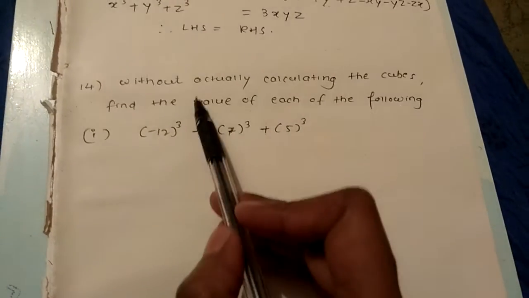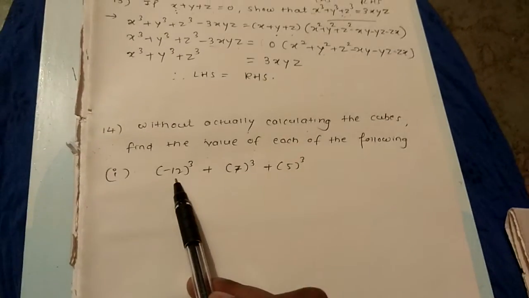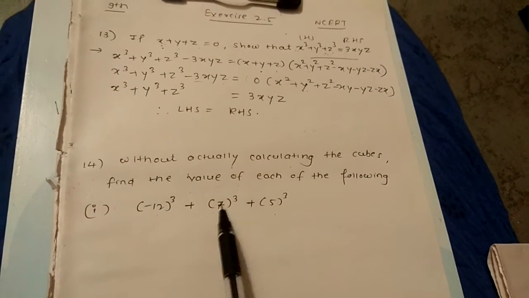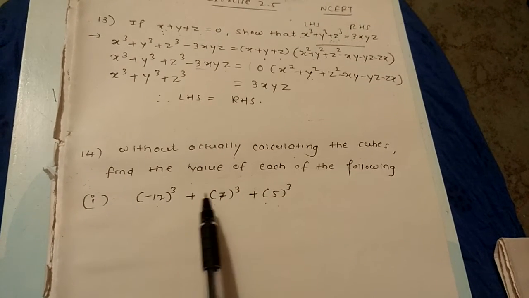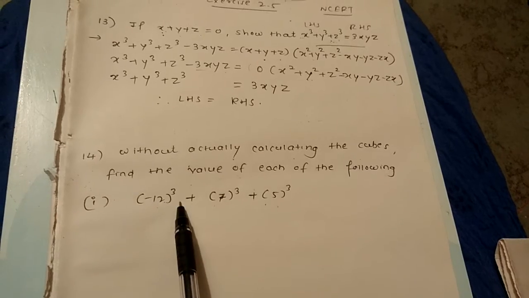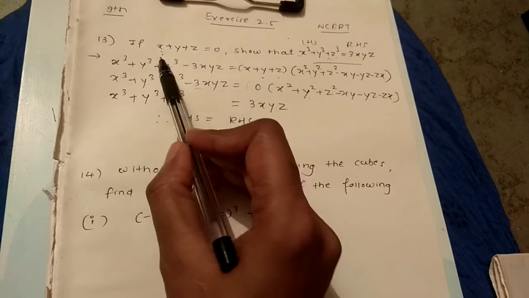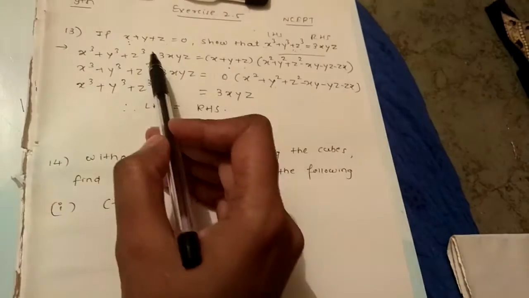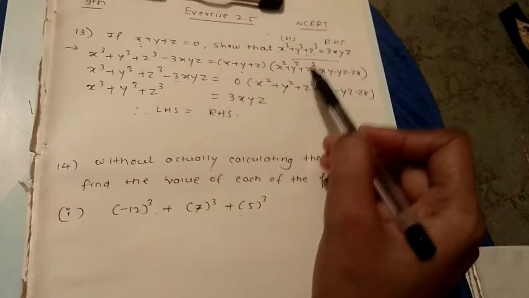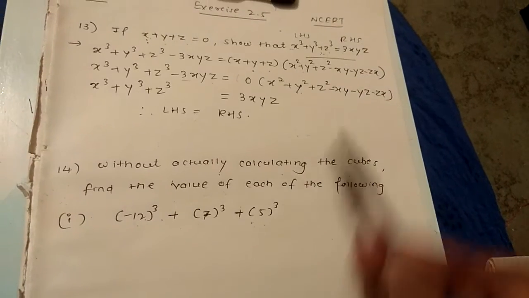So question number 14 is, without actually calculating the cubes, find the value of each of the following. As I told you, whenever the sum of cubes of three terms is given, don't go on doing it by the usual method, that is minus 12 into minus 12 into minus 12. Just check whether x plus y plus z is 0. If the sum is 0, then the sum of the cubes of the first, second and third numbers will be 3 times x into y into z.